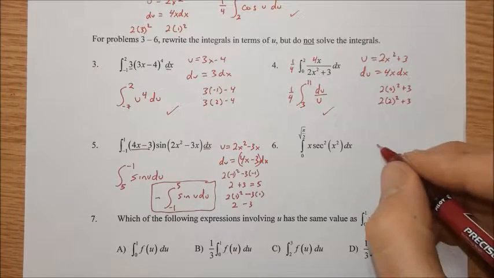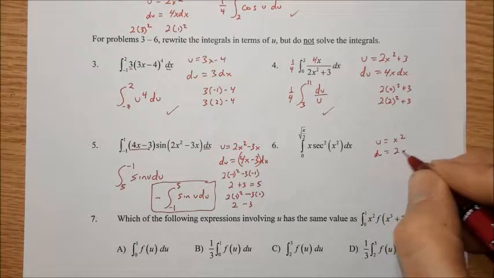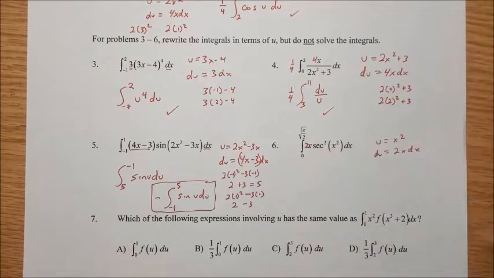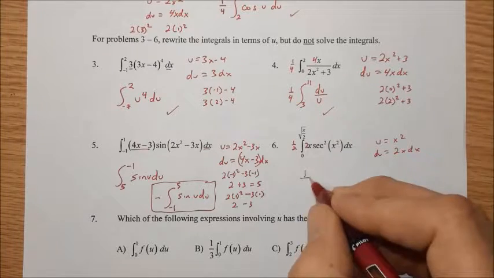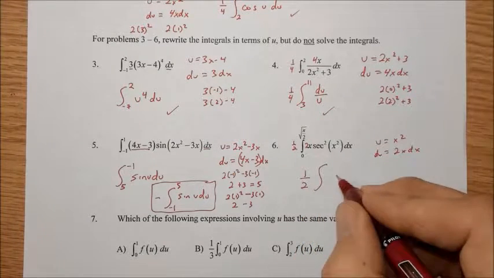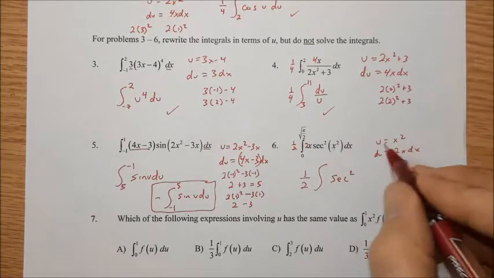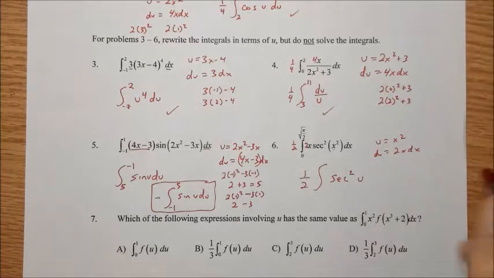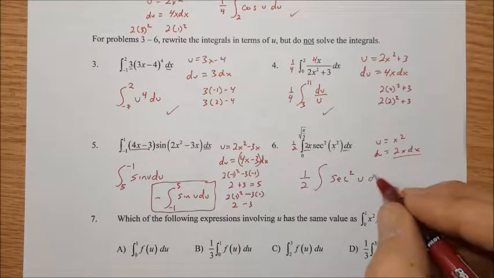Finally, number 6, u is equal to x squared. Du is equal to 2x dx. We don't have the 2, so we put it in. 1/2 on the outside, so 1/2 in the integral. Secant squared was never touched. X squared is the same as u, so we have secant squared of u. 2x dx, same as du.